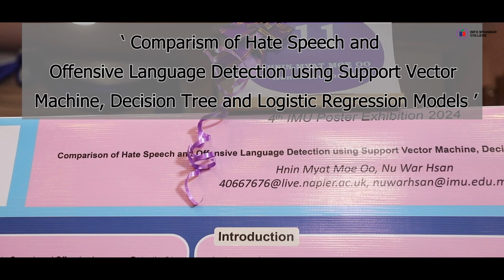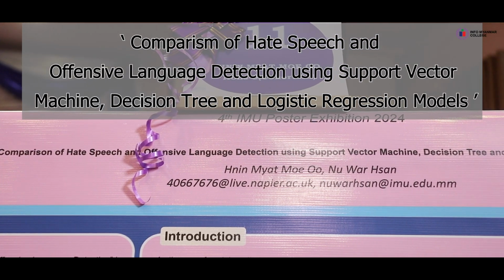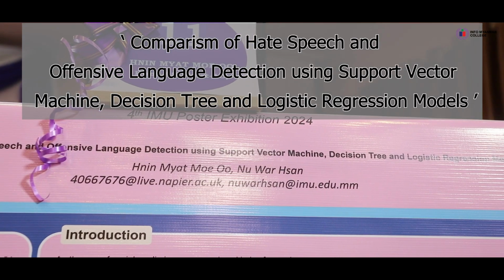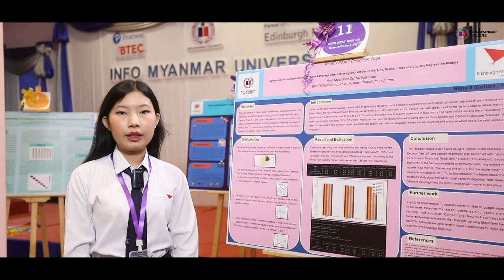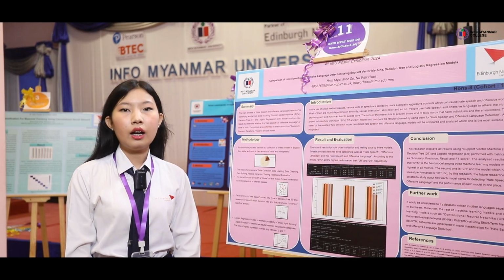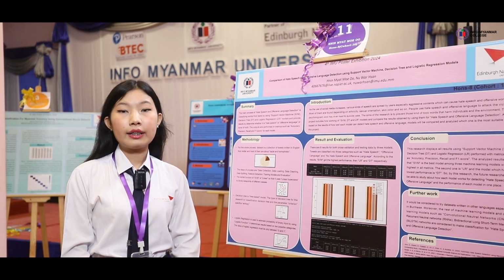The title of the project is Comparison of Hate Speech and Offensive Language Detection using Support Vector Machine, Decision Tree, and Logistic Regression models. The main purpose of this project is to prevent hate speech and offensive language, which can have a negative effect not only on individuals but also on the people who use social media. Most of them are found depending on sexual orientation, ethnicity, skin color, and so on. And the worst thing is that it can lead to physical conflicts and suicide cases. So it's very important to prevent hate speech and offensive language.